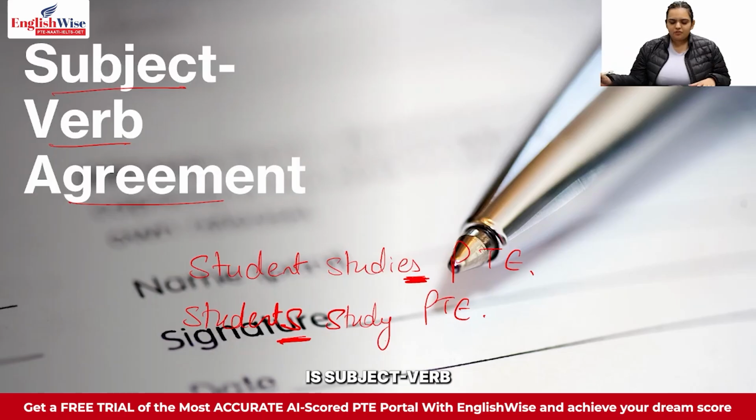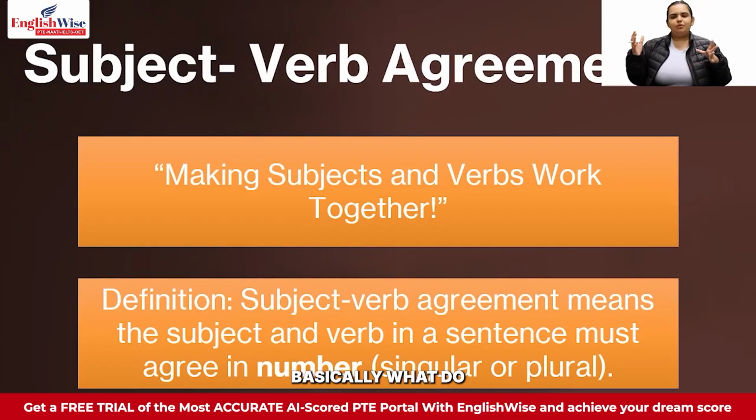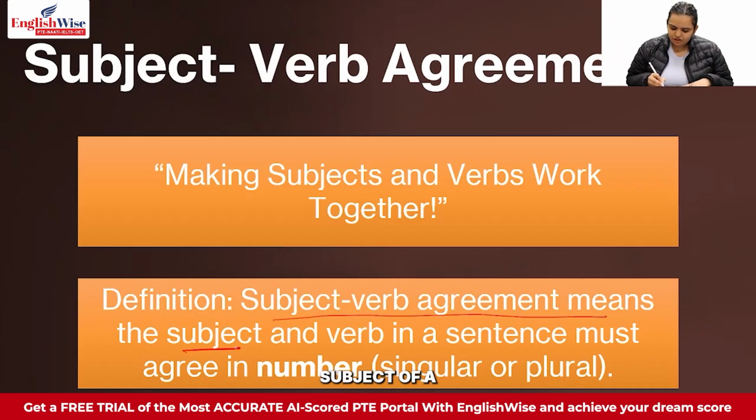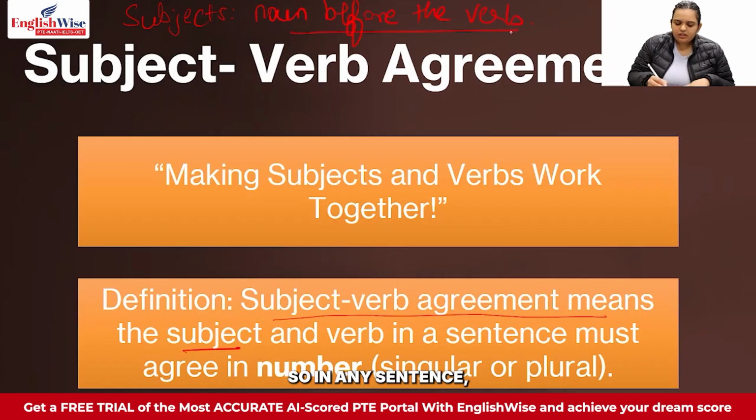So basically, what is subject verb agreement? It is an agreement which makes the subjects and the verbs work together. Subject verb agreement means the subject of a sentence. Now, let me give you a little hint over here: the subject is the noun before the verb. So in any sentence, the noun that is before the verb, that is the subject.